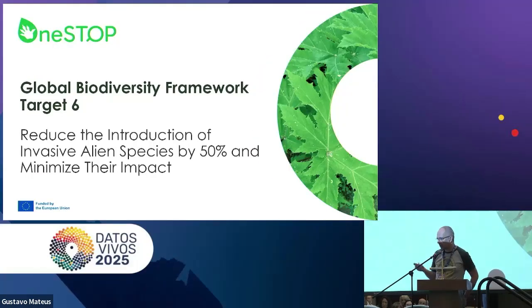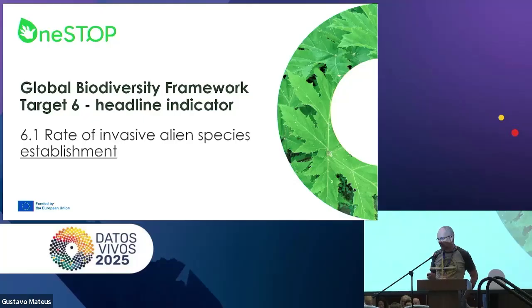So, for instance, we have the Global Biodiversity Target 6 indicator, which is to reduce the introduction of invasive alien species by 50% and minimize their impact. Now, that's a very short sentence, and it's extremely difficult to tease out exactly how we're going to achieve that, particularly as we don't really know what 100% is, so finding out what 50% is quite tricky. But it's a very good goal to go with, and we will try and do our best on that.